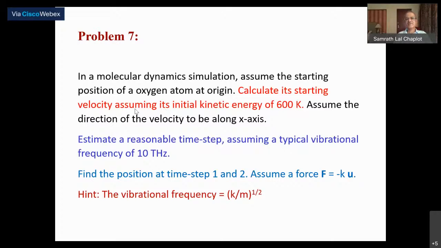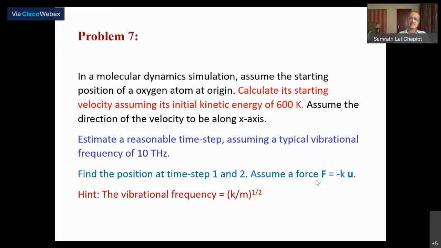You have the initial position, you have the initial velocity, you have the time step, and you need to calculate the force. How to calculate the force? For the simple harmonic oscillator, the force is nothing but F equal to minus K u. F and u are vectors, but our vectors are all in the x direction. K is the force constant, and you already know that the frequency is equal to the square root of K by M. So since the frequency is given to you, you can work out the force constant. But please work it out in appropriate units.